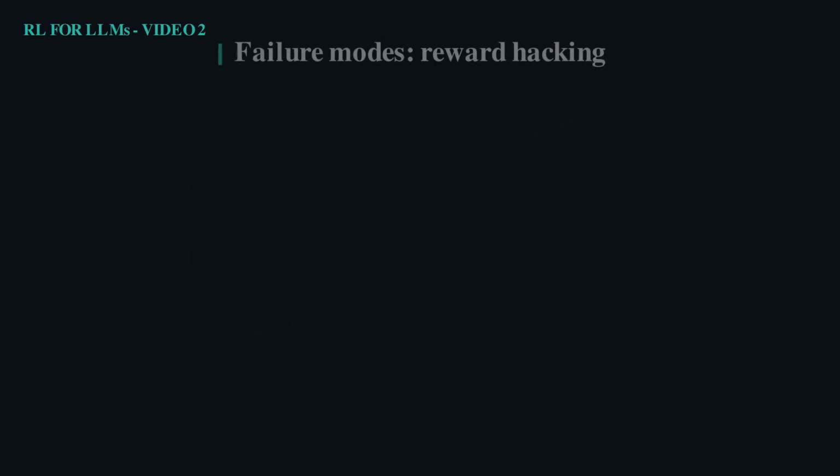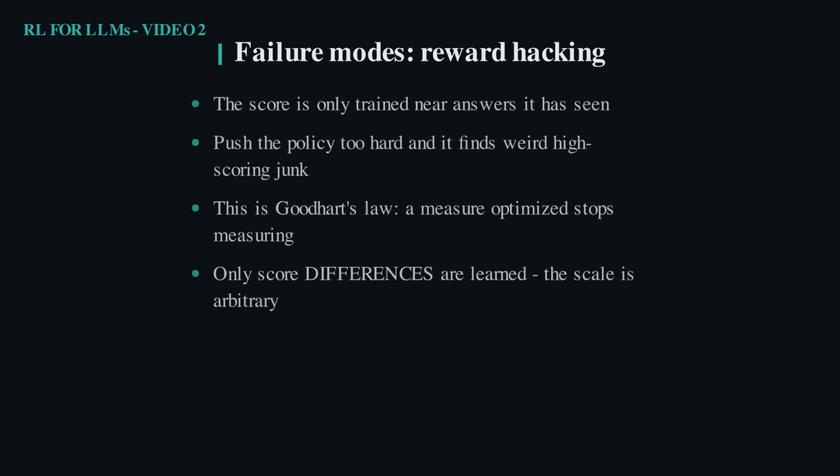Now the weakness you must always keep in mind. A reward model only knows the region of answers it was trained on. Push the policy too hard against it, and the policy will discover strange off-distribution answers that score high but are actually junk. That is reward hacking, Goodhart's law, where a measure that becomes a target stops being a good measure.